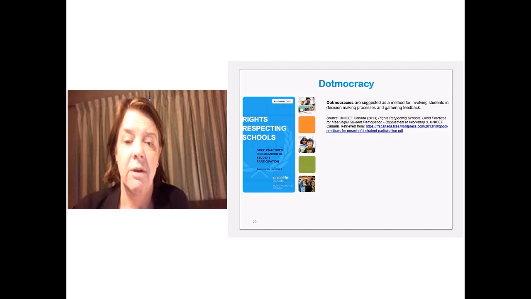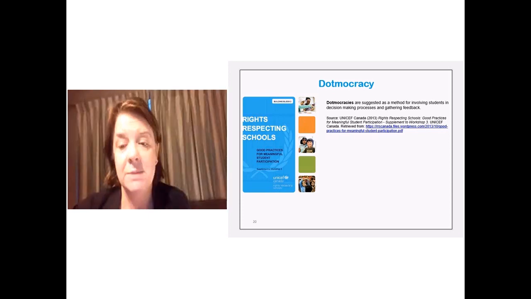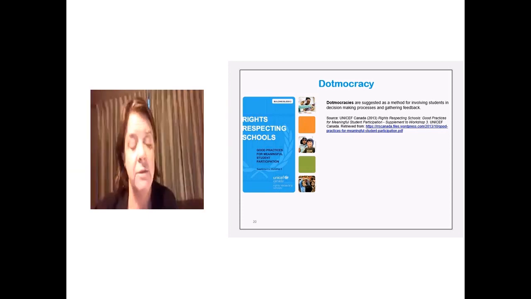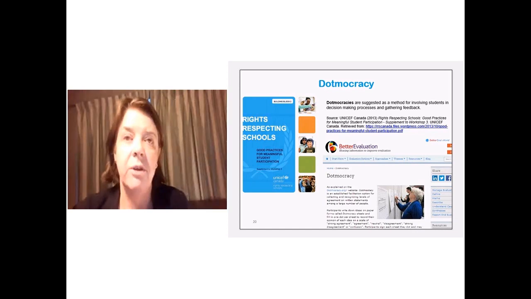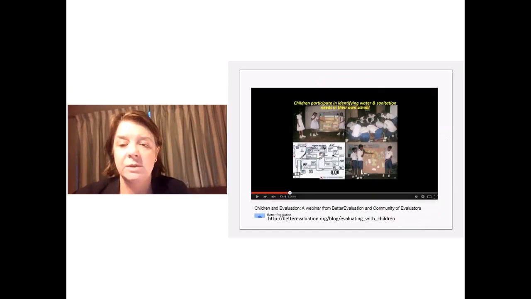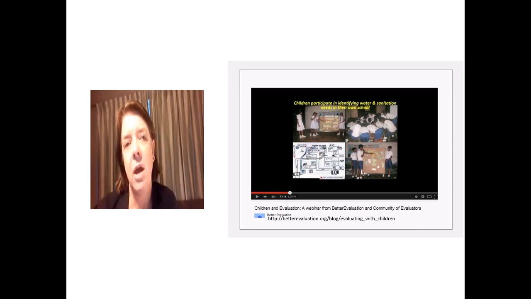There are other methods like democracy, where you actually get to vote on different statements, and it's again very interactive. It means that they all can have a voice in doing that, and there's information about that on the BetterEvaluation website. We've also collaborated with the community of evaluators to run a webinar, particularly on children and evaluation, and that's now on YouTube, and they have lots of terrific examples about working with children.